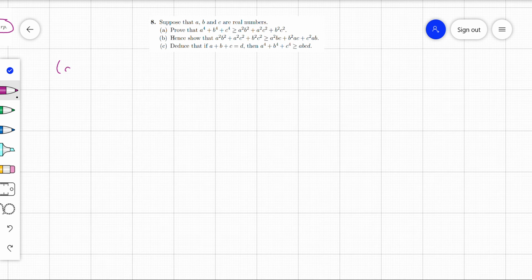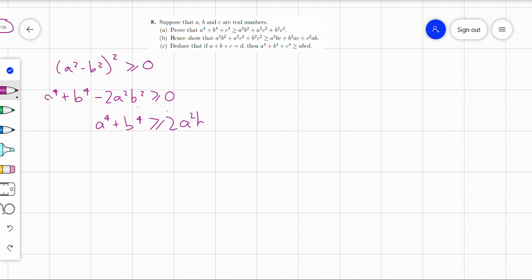So if I, instead of A minus B, started with A squared minus B squared, all squared, we know that has to be greater than or equal to 0 because we're using a real number all squared. And if I expand that, I do get A to the power of 4, I get B to the power of 4, but I also get minus 2A squared B squared. We know that's greater than 0. So if I just rearrange, A to the power of 4 plus B to the power of 4 is greater than 2A squared B squared. So you can see what you're getting. I'm getting these two, and I'm getting 2 lots of that one. So it's looking good. I've definitely got some terms that I want.